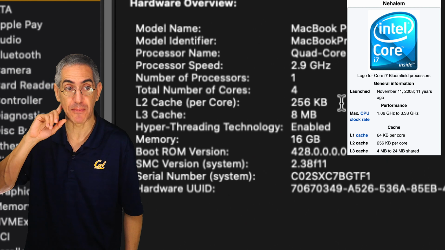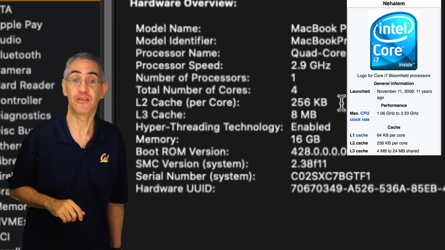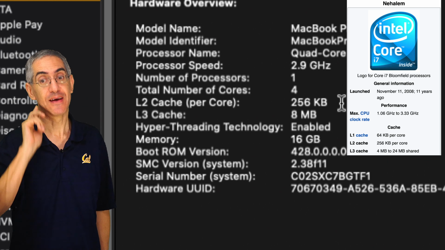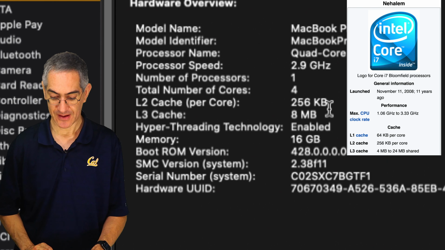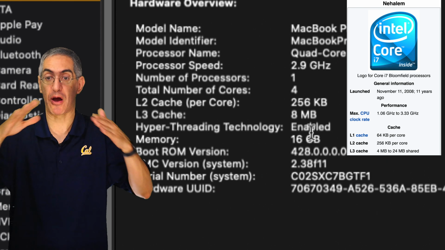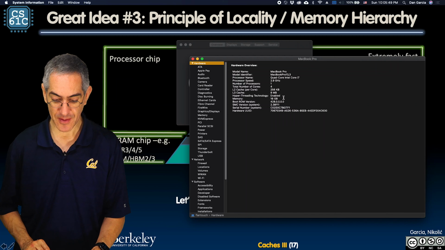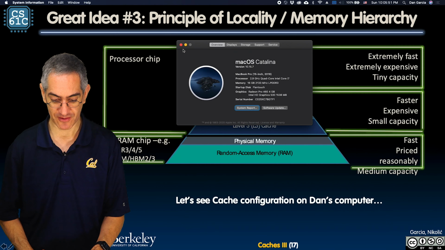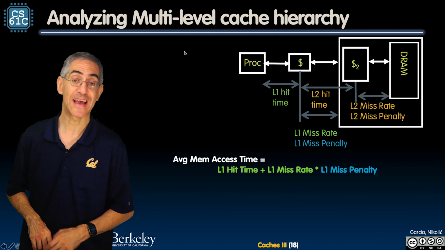How many bits for 8 megs, people? 8 megs, 23 bits. 256K is how many? 18 bits for L2 cache. So kind of neat that I've got, and at the bottom, remember, I've got 16 gigs for overall RAM. So kind of neat to be able to see this and look at a particular setup for a particular computer. Now let's analyze this.